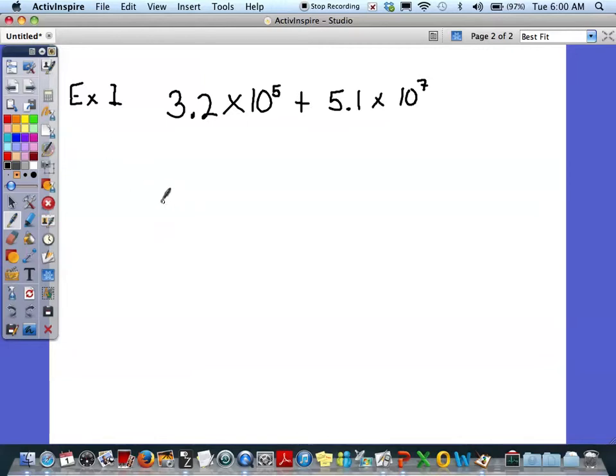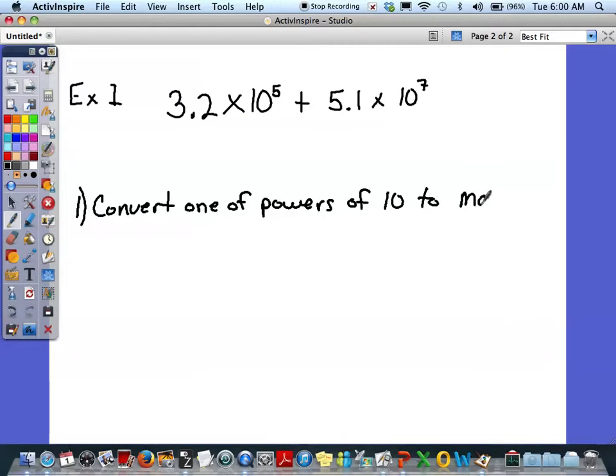Here's example 1. I'm going to show you 2 methods to do a problem like this, and 2 methods to do a subtraction problem. At the end of the day, I don't care too much which way you choose to do it. I just hope that you understand both ways. So the first step, if you're going to add numbers in scientific notation, is to convert one of the powers of 10 to match the other.